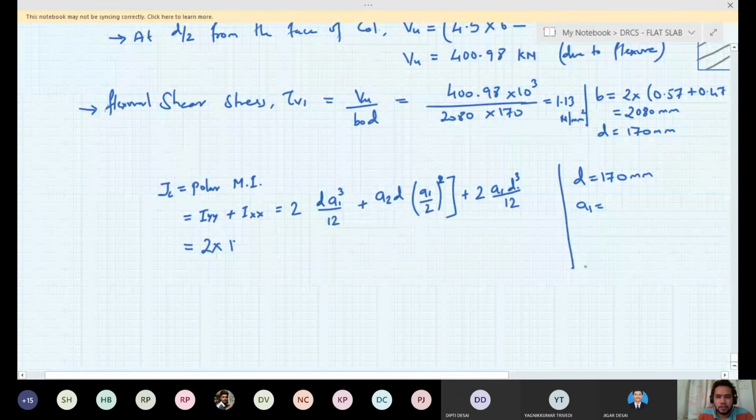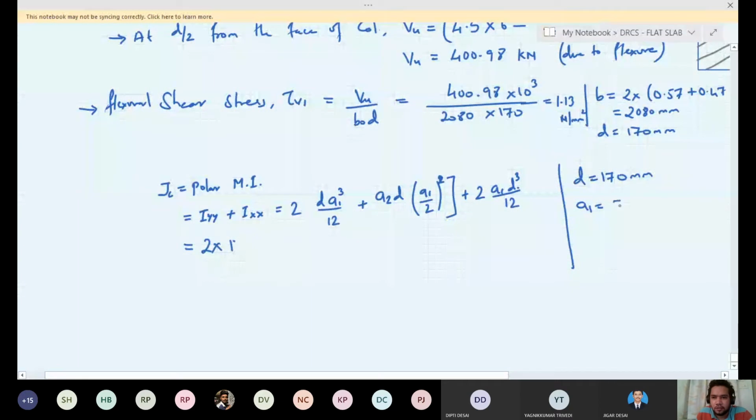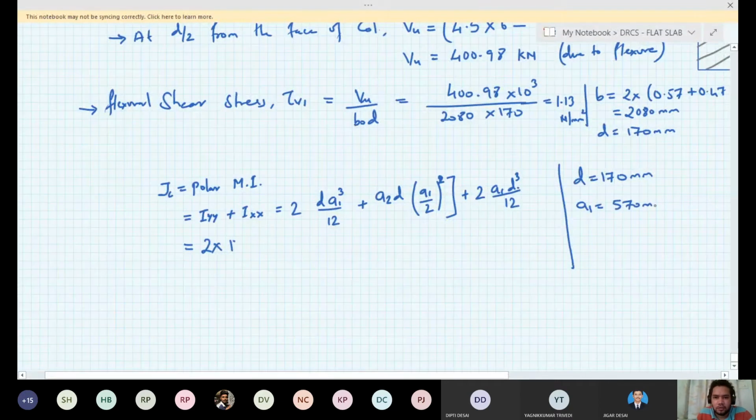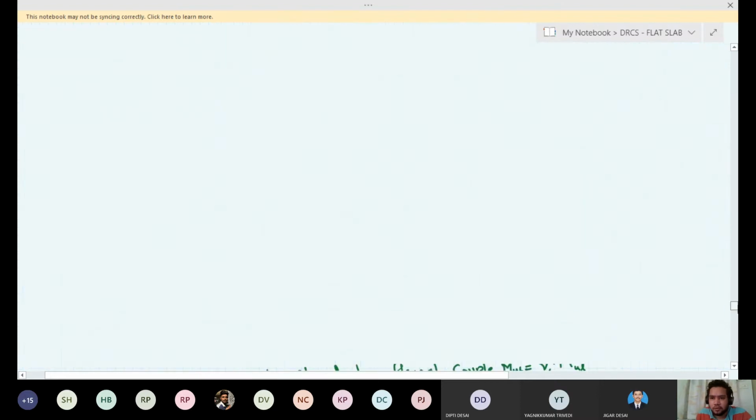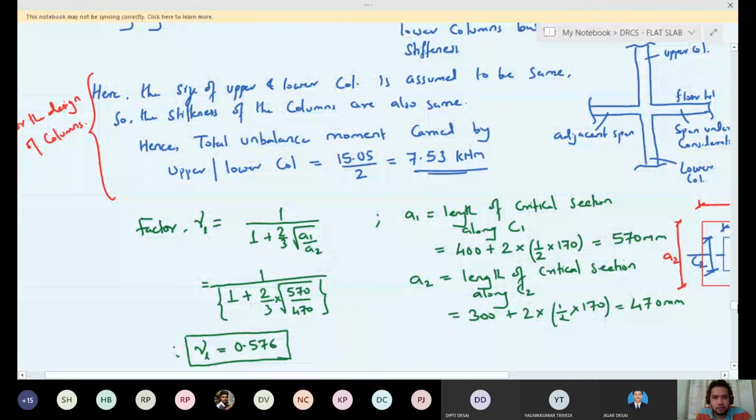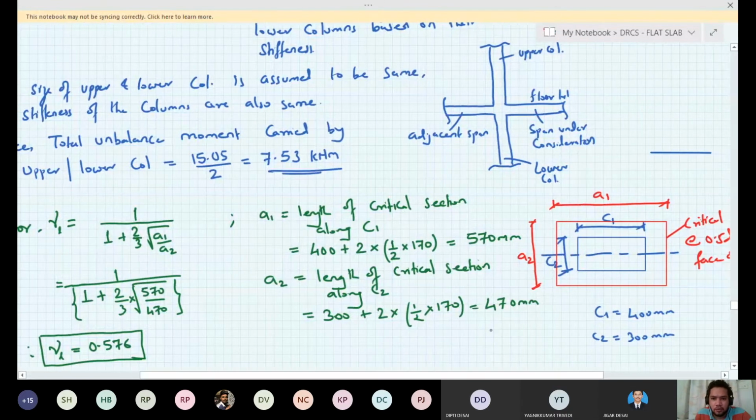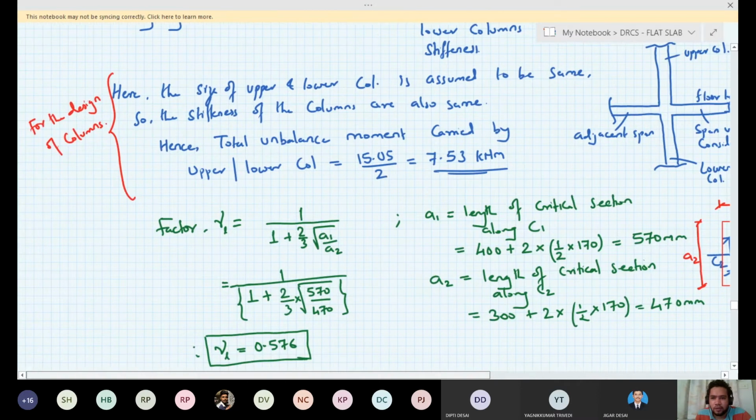It is A1 is 570 and A2 is 470 mm. Actually this is the mistake. Along the long direction along C1, so C1 it is, so yes, A1 is 570. Okay, A1 is 570 and A2 is 470.